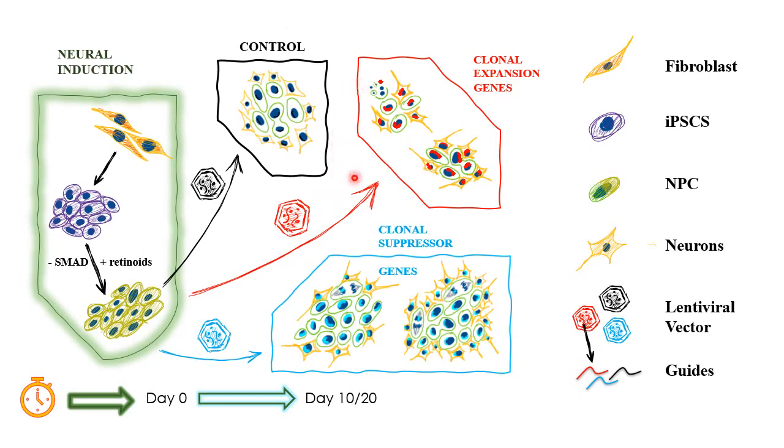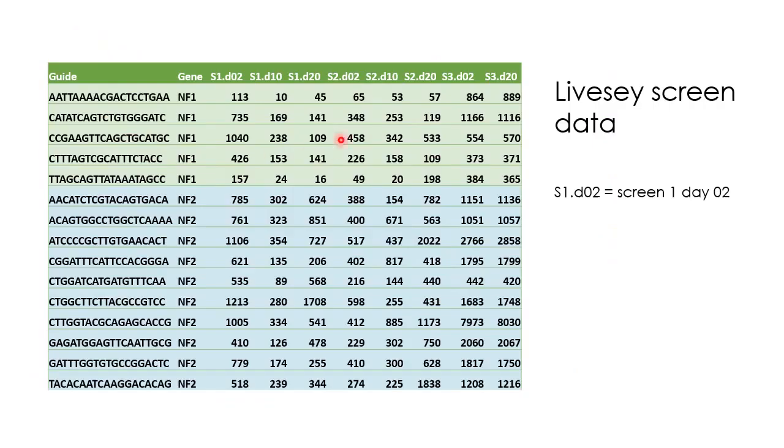We use a lentiviral system to deliver these guides, and these get integrated into the cell's genome. And because the ribosomal gene is essential to the cell, these cells cannot proliferate when compared to controls. And these differences can be measured by the end of the screen. This is the kind of data generated from the screen. These guides target NF1, these NF2. S stands for the screen and D for the day.